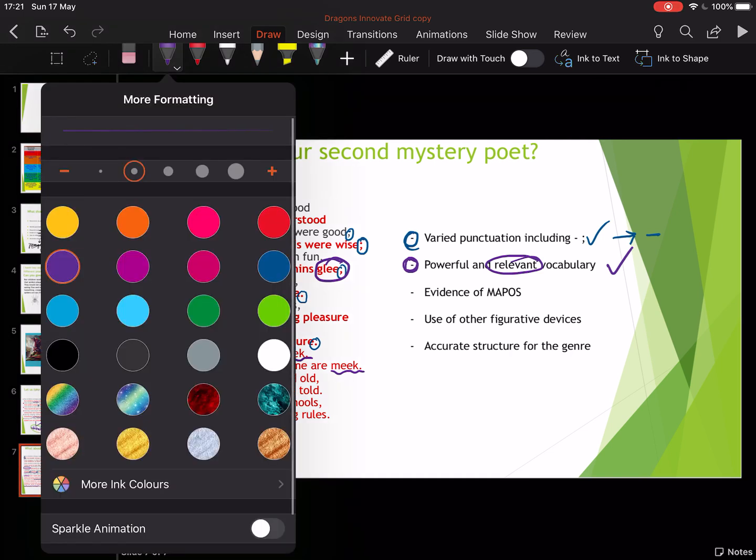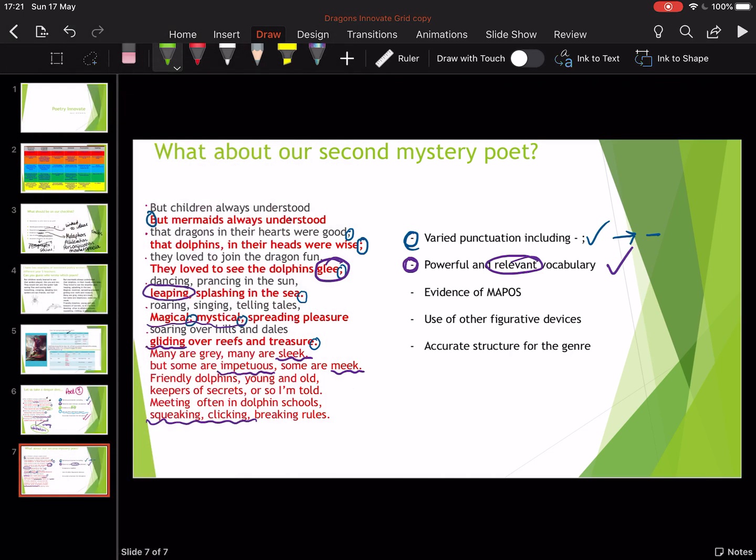Okay, let's get our Mapos pen out then. What Mapos have we got in here? Have we got any metaphors going in here? I think we could say that perhaps keeper of secrets. You know, they don't literally keep our secrets, but it's that beautiful sort of imaginative, figurative language going on there. Alliteration, yes, we do. We have some here in magical and mystical. Personification, yep, I think we've got a bit of that.